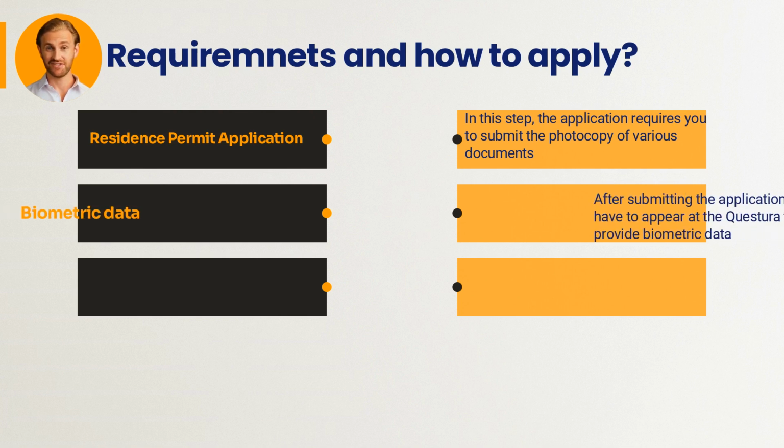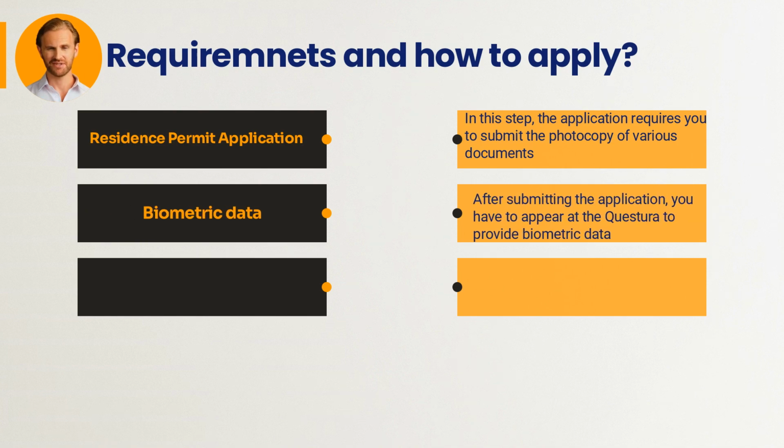Biometric data. After submitting the application, you have to appear at the questura, the local police headquarters, to provide biometric data, fingerprints and photo. On the date of your appointment at the questura, you must bring the originals of all the documents that you need along with the receipt, and the letter containing your appointment date that you received at the post office. Waiting for approval, it may take a few weeks or months to receive a response.